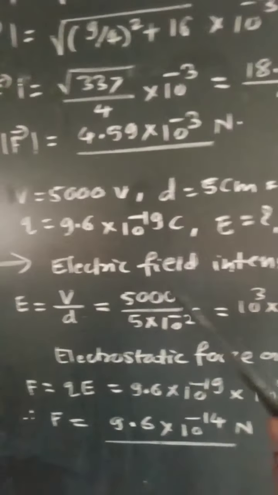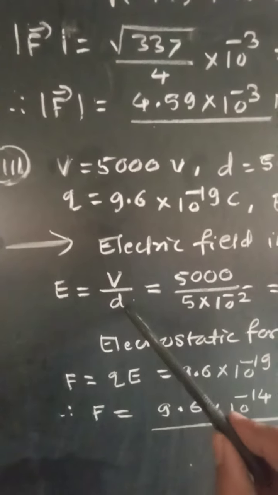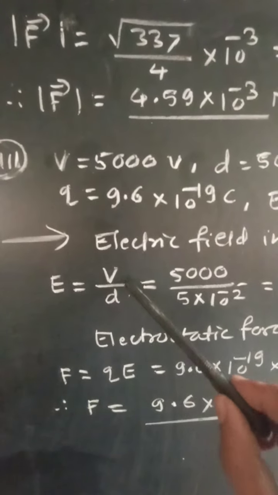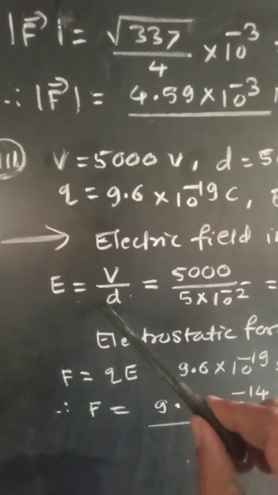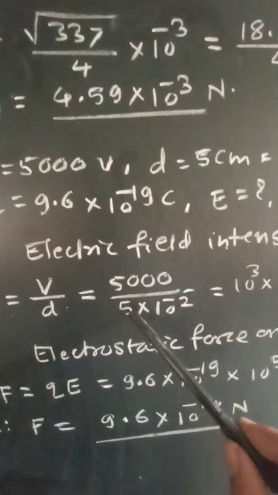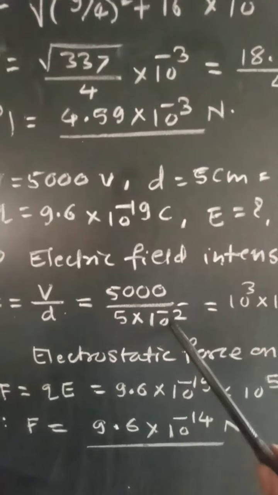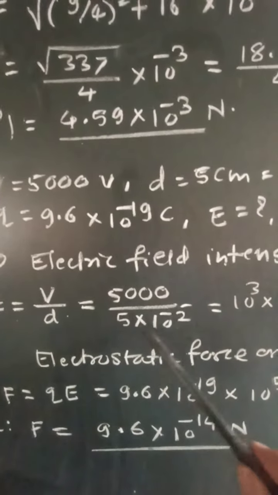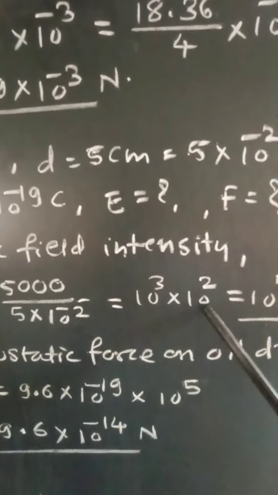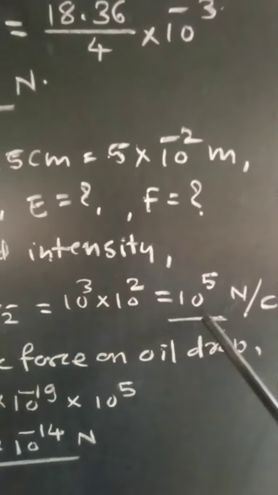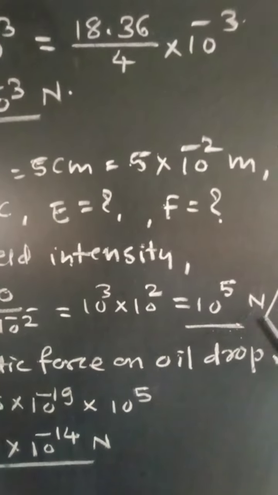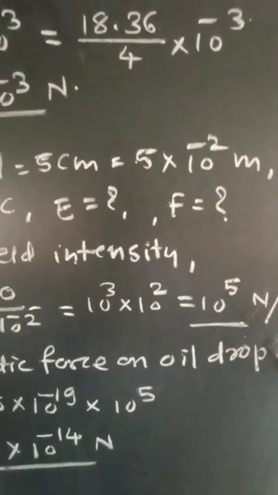And therefore, we know the formula for electric field intensity. Electric field intensity E is equal to V by D, that is electric field intensity is equal to potential gradient. Therefore, 5000 upon 5 into 10 raised to minus 2, which comes out to be 10 raised to 3 into 10 raised to 2, which is 10 raised to 5 Newton per coulomb.